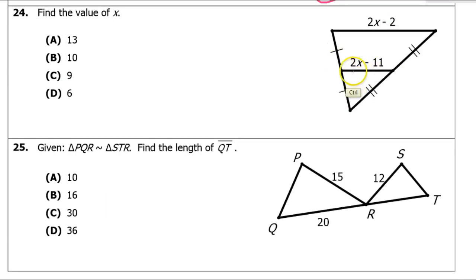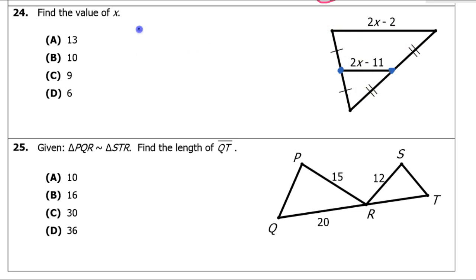On number 24, notice that these points right here are midpoints. You can tell by the tick marks that are marked the same on either side. These are midpoints. So there's a theorem that tells us that when you have a midpoint connector like this, that this small side is half the size of the larger side. Or put another way, the bigger side is exactly double the smaller side.